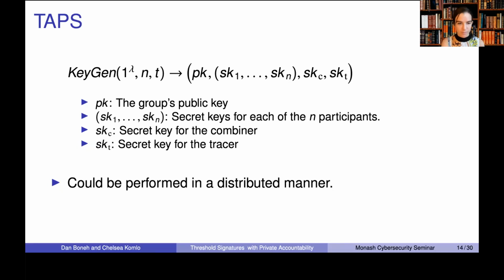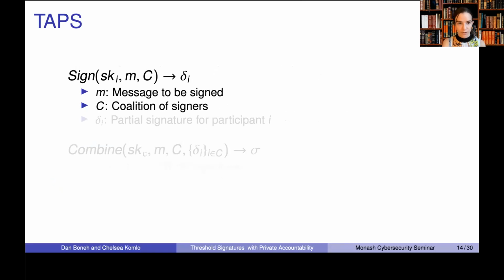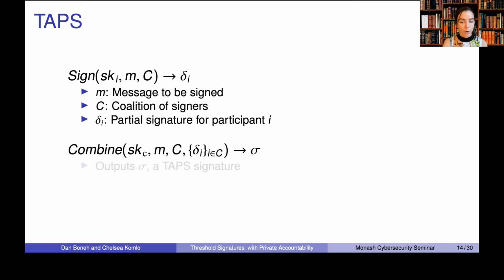For sign, it's exactly what you would expect for a threshold signature. It takes the message to be signed and the coalition of signers C, the set of indices representing each of the signers, and it outputs a partial signature for this participant, the signature generated by this participant. What combine does is take the set of these partial signatures and output a TAPS signature. Very similar to the plain threshold setting that we saw, it takes in all of these partial signatures and outputs this joint signature.